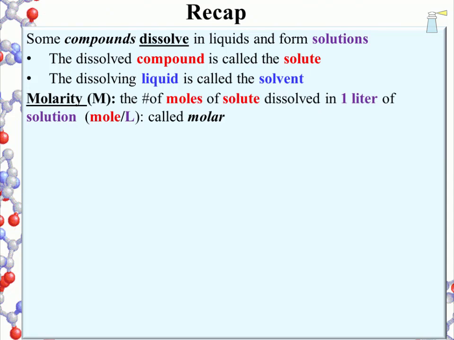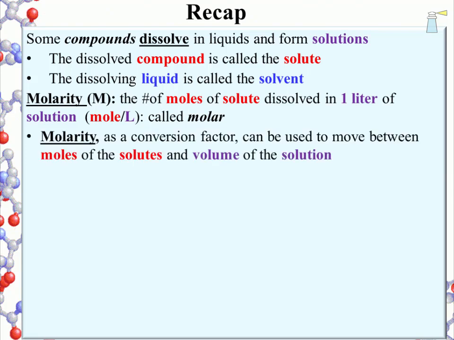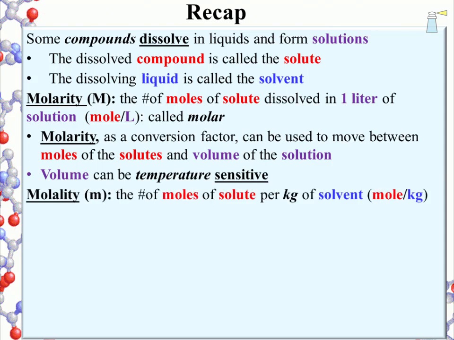Molarity is also called molar and is a very important scale in chemistry. As a conversion factor, molarity can be used to move between moles of solute and volume of solution. One of the limitations of molarity is that volume can be temperature sensitive. That is, the molarity can change with temperature. That is not the case for the second concentration scale, molality, lowercase m. It is the number of moles of solute per kilogram of solvent, moles per kilogram. Both the numerator and the denominator are based on weight, which is not temperature sensitive. Molality is also called molal concentration.